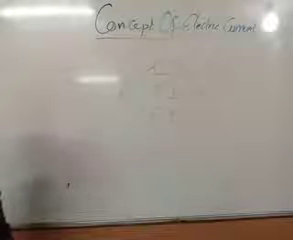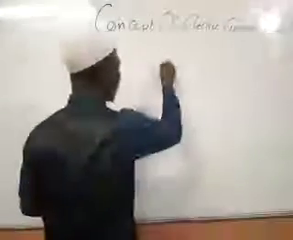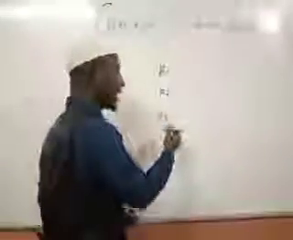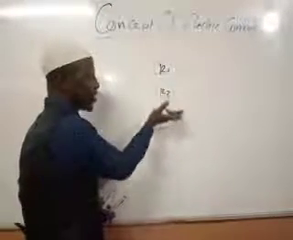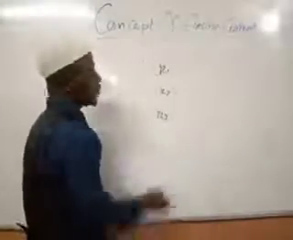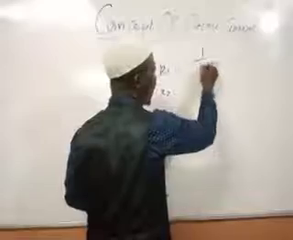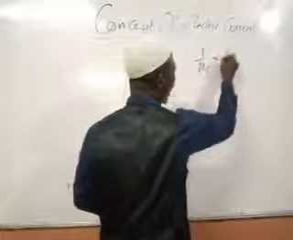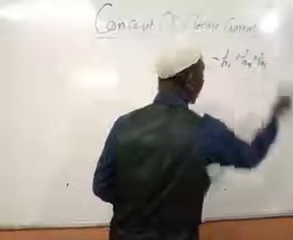In that case, we use a certain formula. So if these are R1, R2, R3, therefore, the total resistance in the circuit, this is a parallel connection. If it is end to end, we call it series. But if it is side by side, we call it parallel. So in the case of parallel, we have 1 over RT, where RT is the total resistance in the circuit, is equal to 1 over R1 plus 1 over R2 plus 1 over R3.